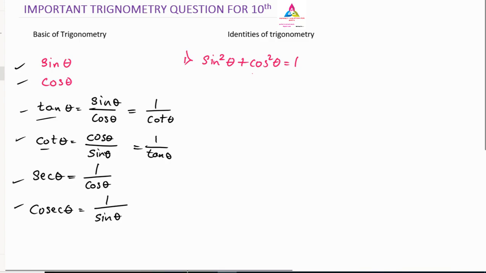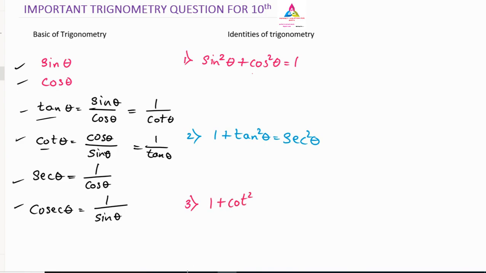Coming to the second identity, we can write it as 1 plus tan square theta is equal to secant square theta. Remember this second identity of trigonometry, that is, 1 plus tan square theta is equal to secant square theta. Coming to the third one, again you have 1 plus cot square theta is equal to cosecant square theta. These three identities play an important role while solving trigonometric questions.